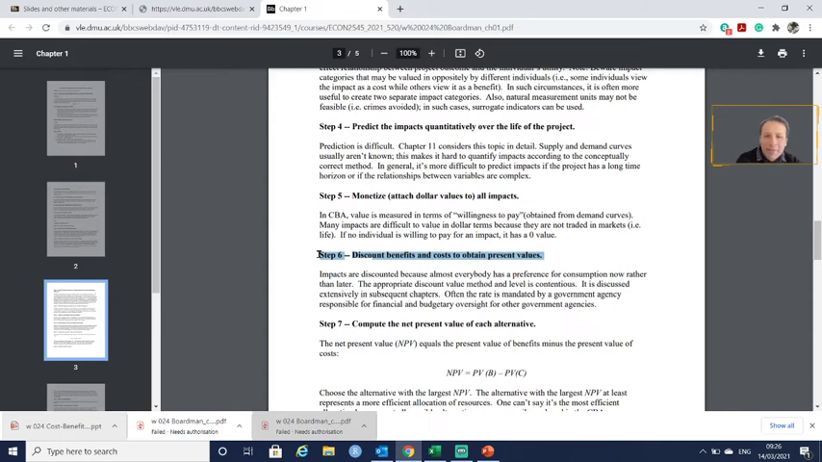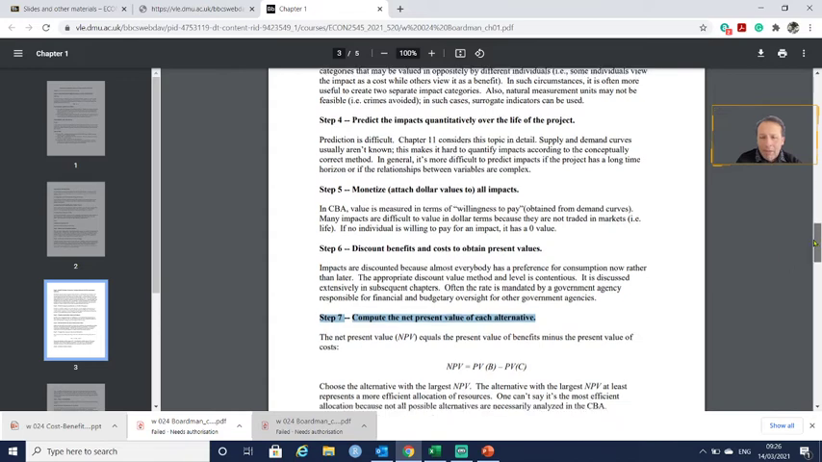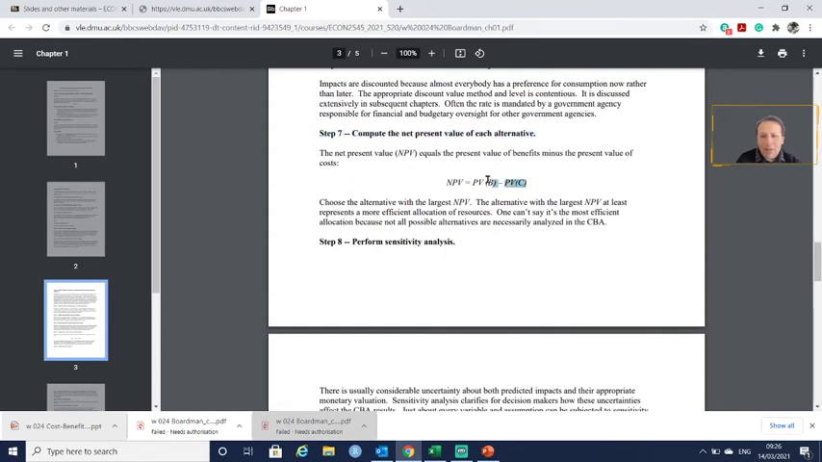Step number 7 is to compute the net present value of each alternative. So we talked a little bit about net present value the previous time. The net present value uses the discount rate, and the formula is in here. So the net present value of the benefits and the net present value of the costs.